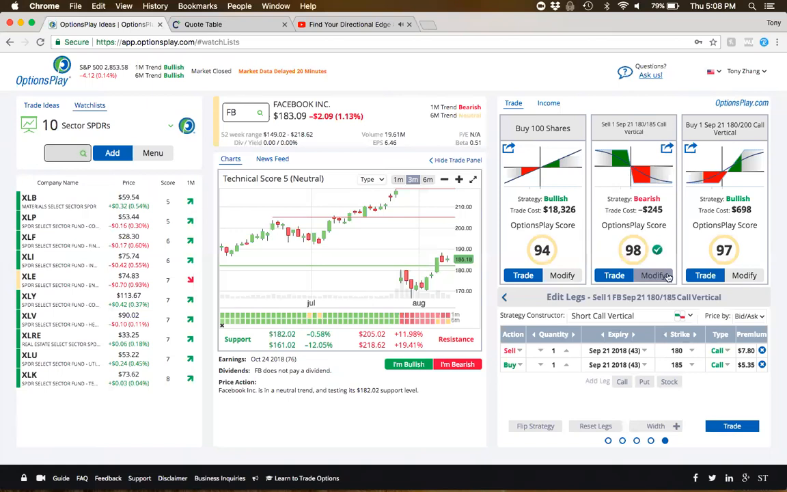You can click on modify and use our strategy constructor, and you can construct bullish and bearish credit spreads all here. You can do butterflies, condors, straddles, all different types of strategies are available to you on our strategy constructor.